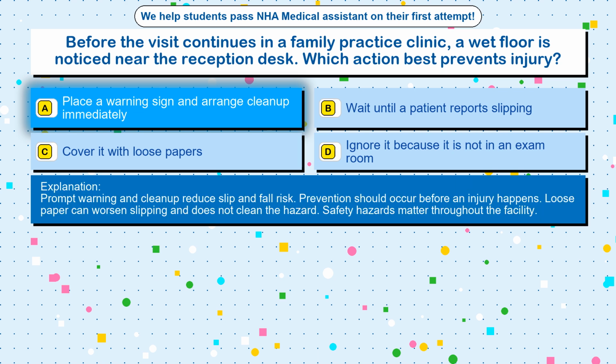Prompt warning and cleanup reduce slip and fall risk. Prevention should occur before an injury happens. Loose paper can worsen slipping and does not clean the hazard. Safety hazards matter throughout the facility.